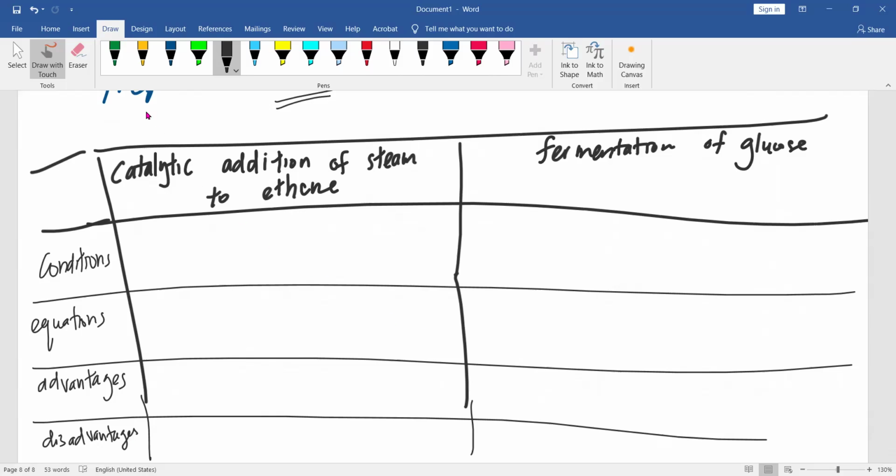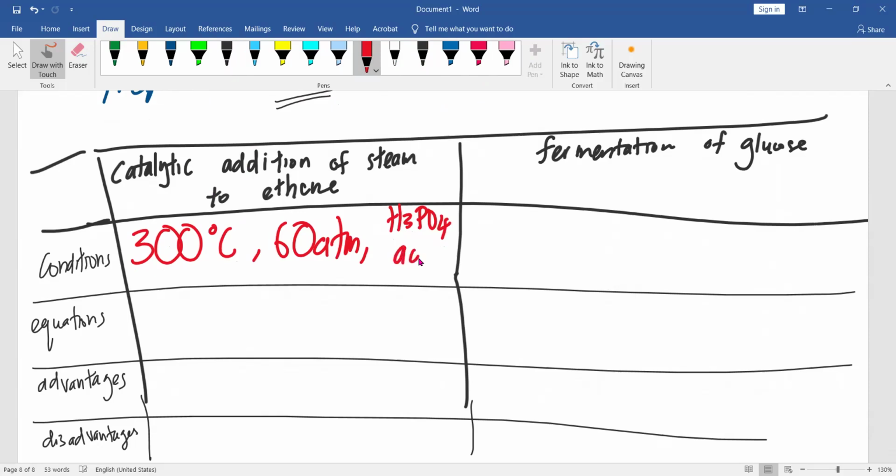Okay, wait. I'm impatient, okay? So this is what we literally just did: 300 degrees Celsius, 60 atmosphere, and phosphoric acid. We literally just did it. And then the equation, we literally just did it. Right?